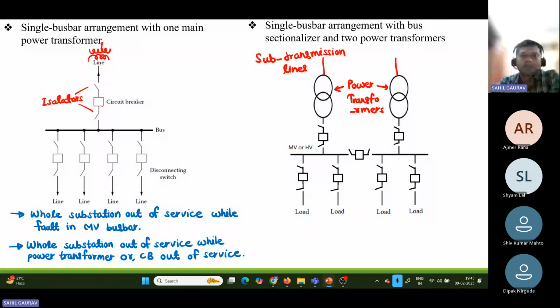So in the first case, we have seen that the whole substation goes out of service with a fault in the main bus bar. While in the second case, if there is a fault in the main bus bar, then the other power transformer is operating and can provide service. Now the third case is the single bus arrangement with transfer bus.